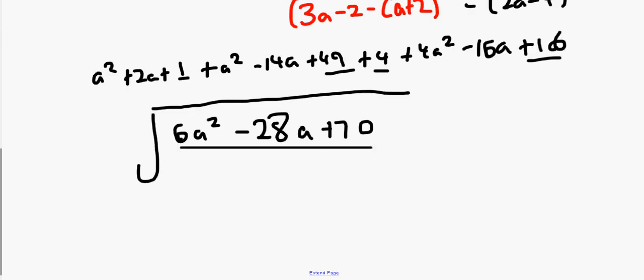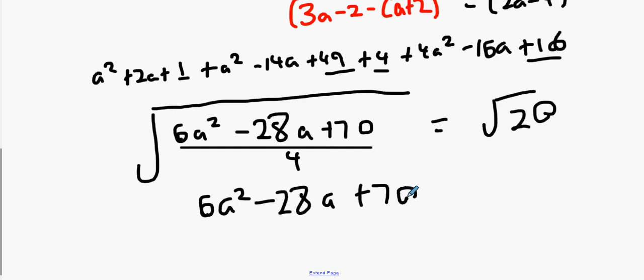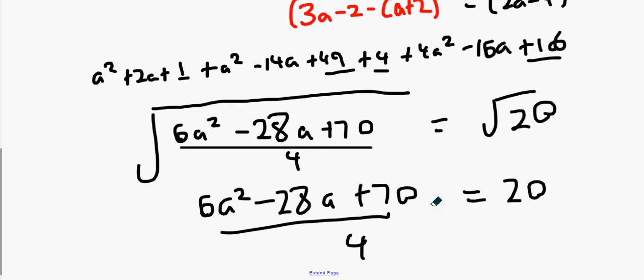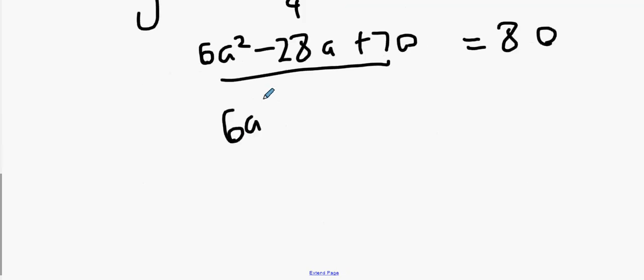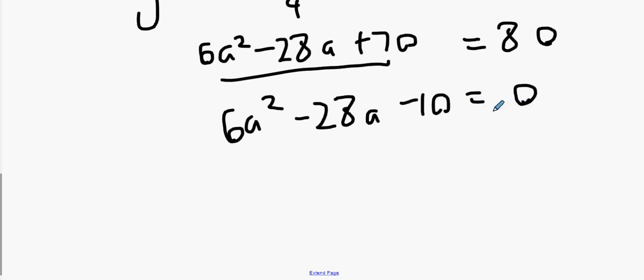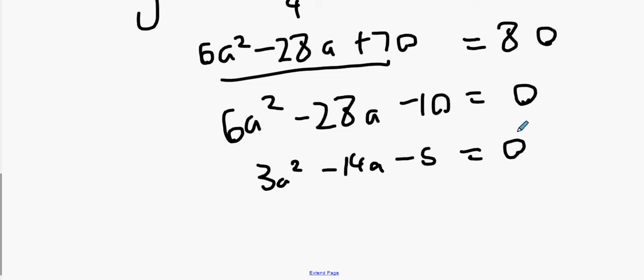And what does the standard deviation equal again? Root 20. For me I'm squaring both sides. So what do I get then? 6a squared minus 28a plus 70 all over 4 equals 20. 4 times 20? 80. Gets easy after this, doesn't it? And then 80 take away 70. Minus 10. Okay, you can divide by 2. You can all factorize that. It's a equals minus a third, or a equals 5.